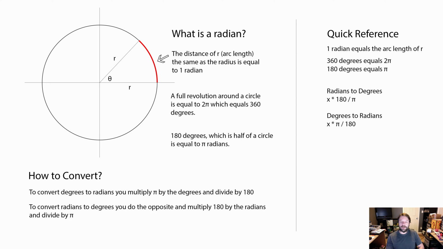So I've also made a quick reference for you on the right hand side, so that you don't have to look at this big old sheet every time you want to figure this out. I've just quickly referenced: 1 radian equals the arc length of r, 360 degrees equals 2 pi, 180 degrees equals pi. Radians to degrees is x times 180 divided by pi, where x is the radians, and degrees to radians is x times pi divided by 180, where x is the degrees.